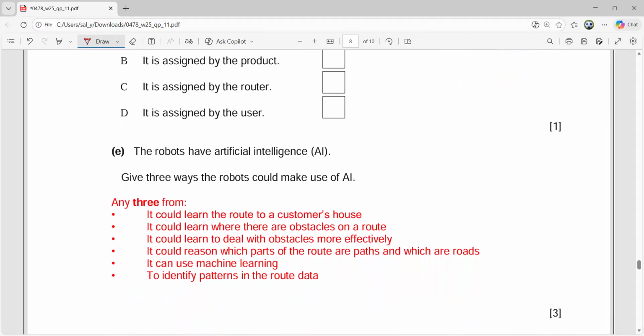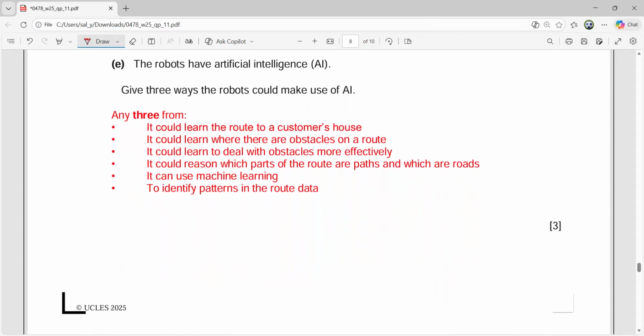Part E. The robots have AI or artificial intelligence. Give 3 ways the robots could make use of AI. So the same robot question has continued with an AI situation. It could learn the route to a customer's house. It could learn where there are obstacles on a route. It could learn to deal with obstacles more effectively. It could reason which parts of the route are paths and which are roads. It can use machine learning. It can identify patterns in the route data. So in this manner, 3 out of 3 will be yours if you have identified the 3 points about AI properly.